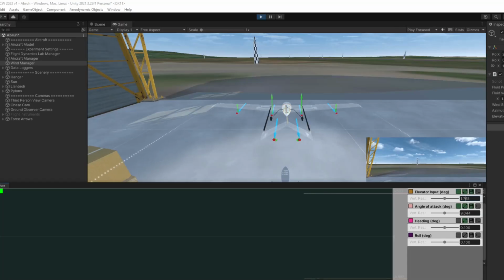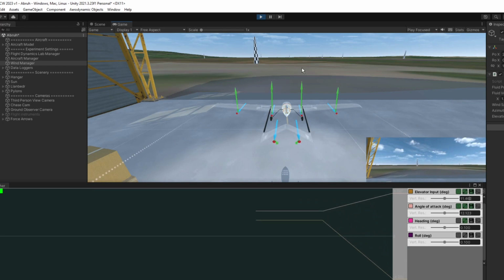The longitudinal dynamic response to controls is shown here. This verifies that the sign of the change in trim angle of attack is consistent with the sign of the elevator input. This can be shown in the graph when the elevator goes down and when the elevator goes up.